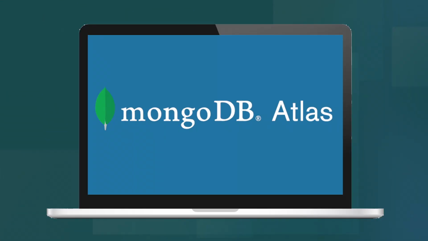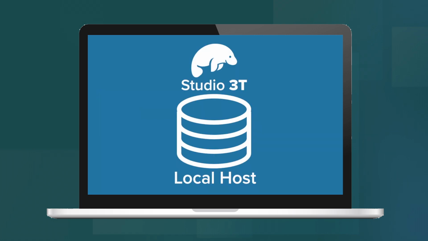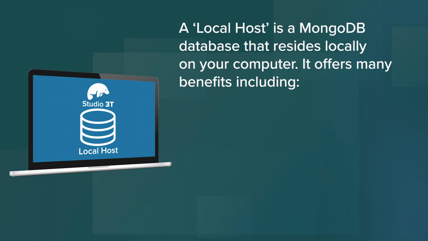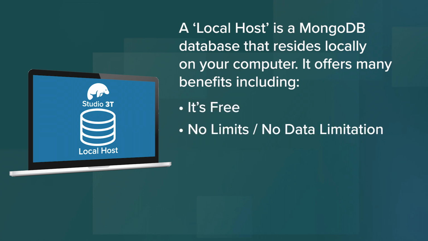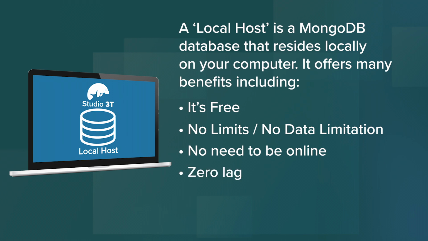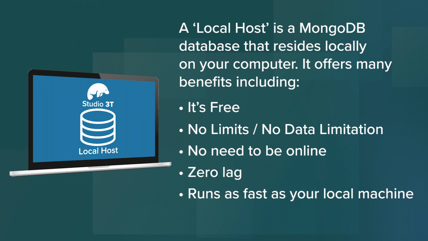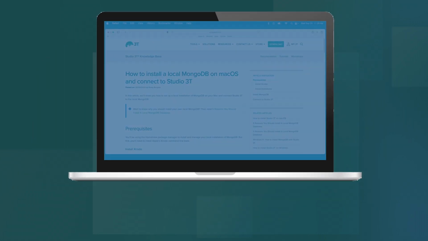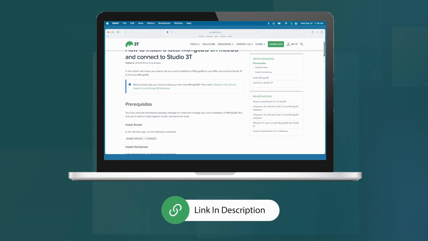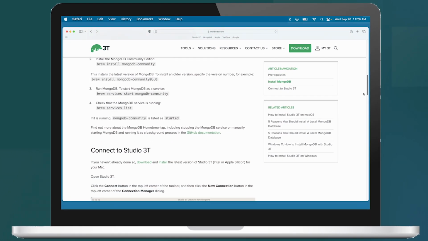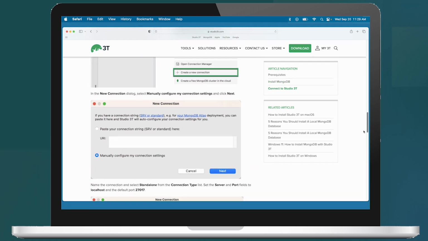However, you don't necessarily need to connect to Atlas in order to use Studio 3T. That option would involve setting up a local host. A local host is a MongoDB database that resides locally on your computer. It offers many benefits, including it's free, no limits, no data limitation, there's no need to be online, there's zero lag, it runs as fast as your local machine, and it's replication-free. Please see the link to the article in the description below. In there, you'll find step-by-step instructions for installing.